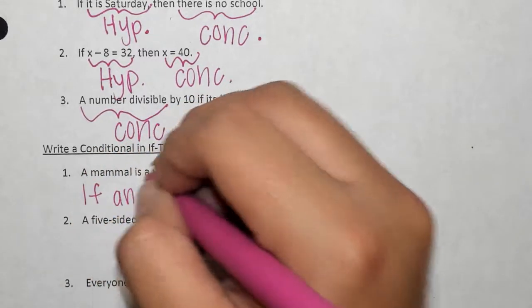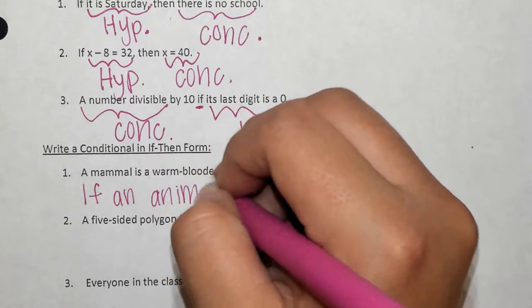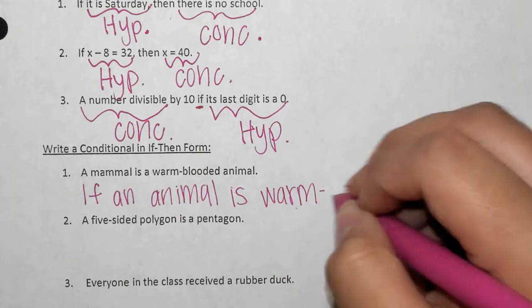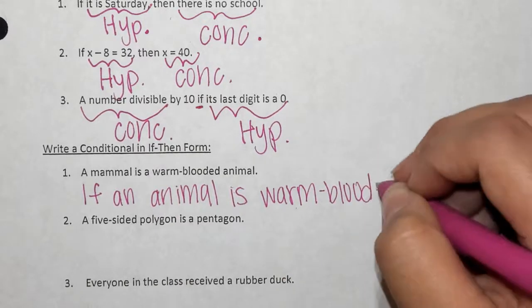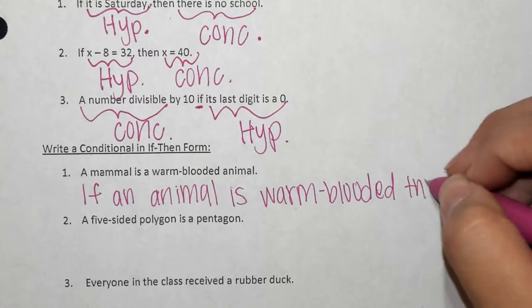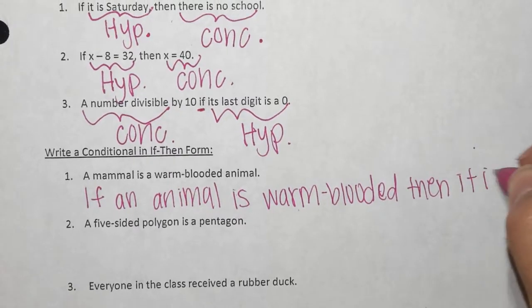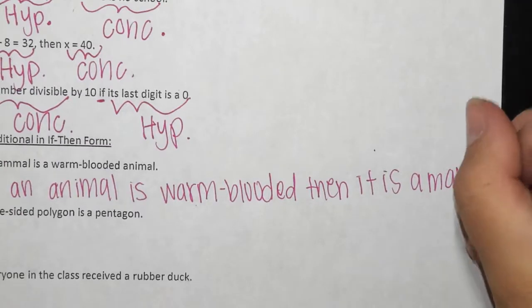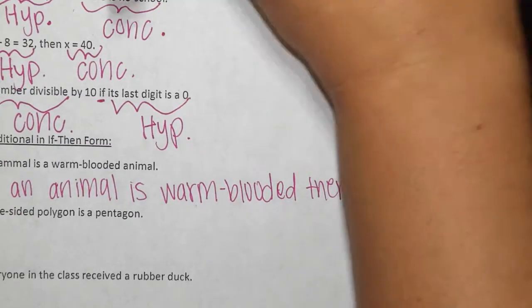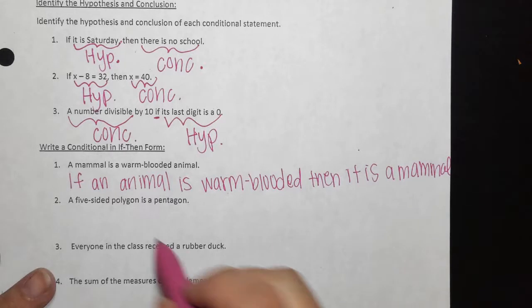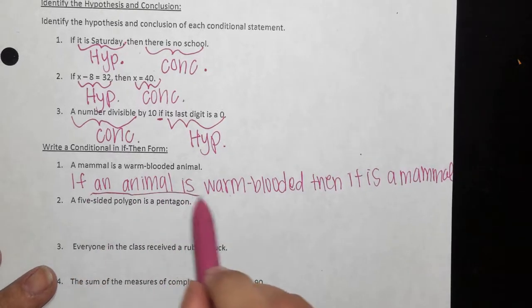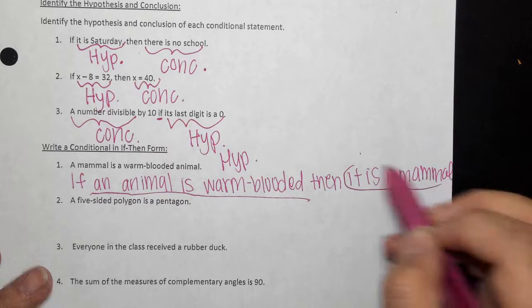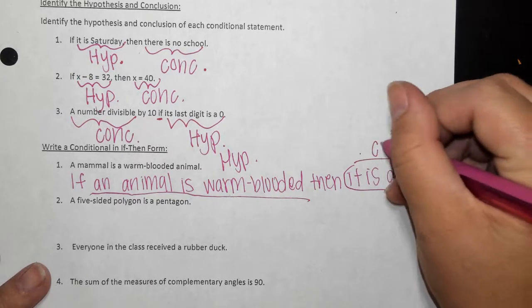If an animal is warm-blooded, then it is a mammal. So the part I'm underlining is my hypothesis, and I circled the conclusion.